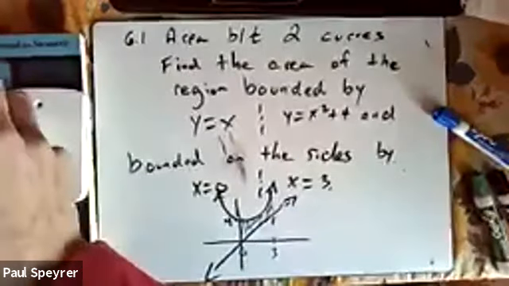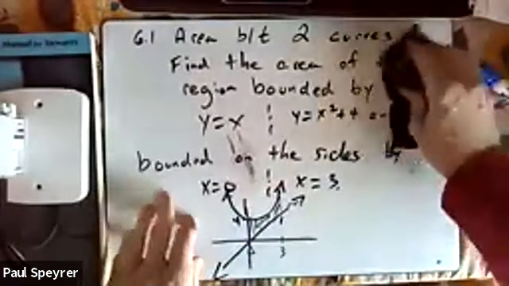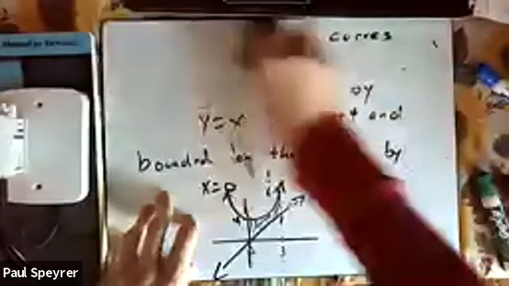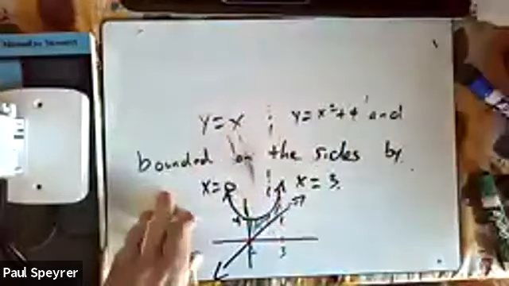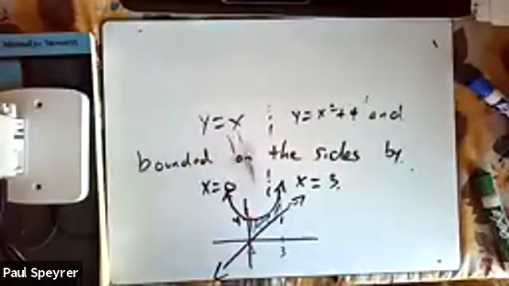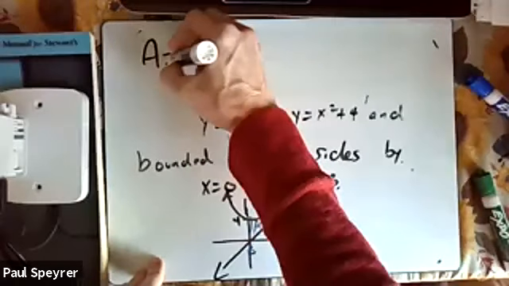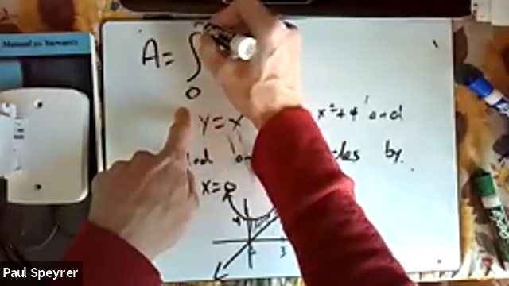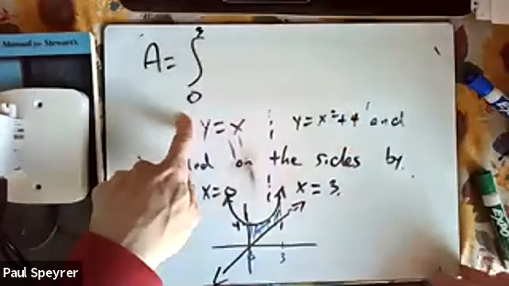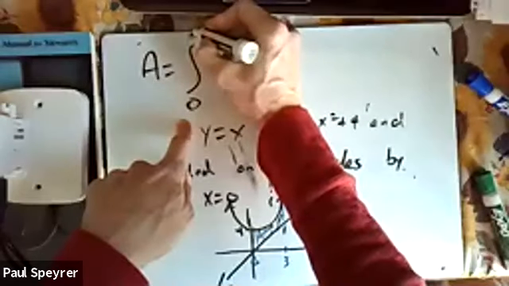Since we're doing this with respect to x, right? When you're finding the area between two curves with respect to x, it is always the upper curve minus the bottom curve. Okay? We know we're integrating from 0 to 3. All right? Now we just figure out what's the upper curve, what's the bottom curve.